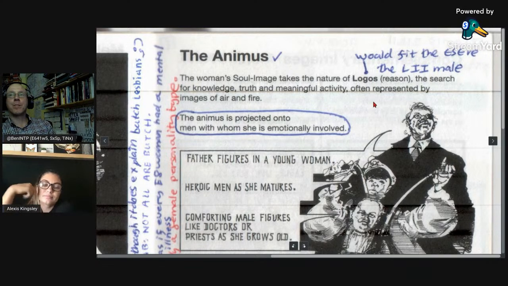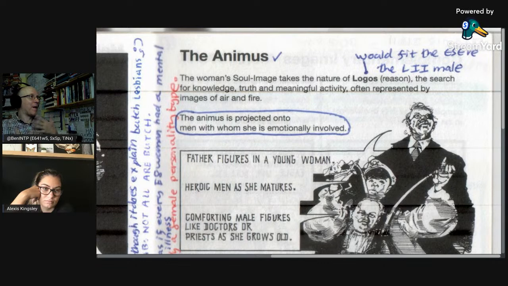Obviously there's no point in an INTP female or an INTJ female thinking in their animus. It needs to be the opposite side of their personality. It'll be more feeling and sensing.